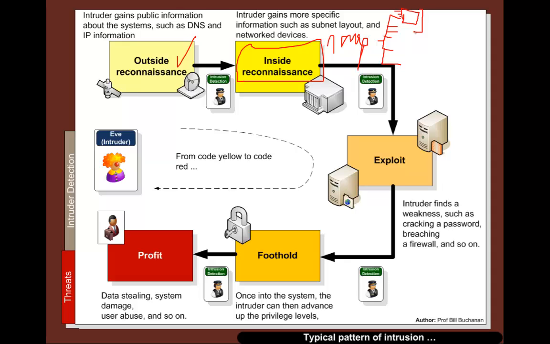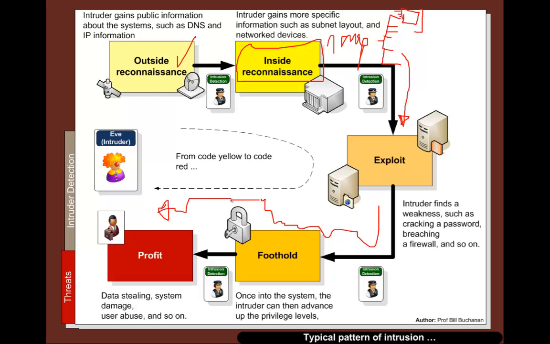And then from there, the intruder might then go and look at some exploit. So that might be some way of actually getting access to the system. So in this case, we're going to look at Hydra. Hydra will try and crack a username and password, a weak username and password on a system. And then they'll go and get a foothold onto the system. They might then escalate up through the levels and then on to profit.